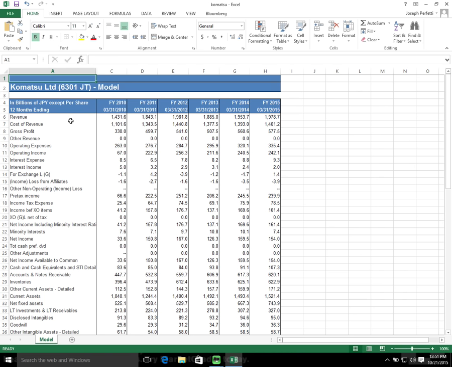As I said, it'll take about 10 minutes to copy and paste and update the new data to use the model to get going with Komatsu. But that'll be our practice because, again, your group projects will be using the same format. Does that make sense? Questions about that?